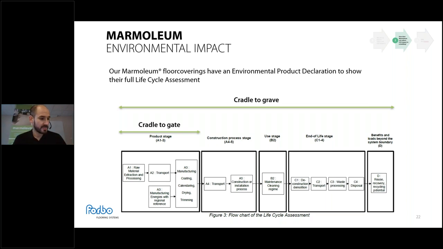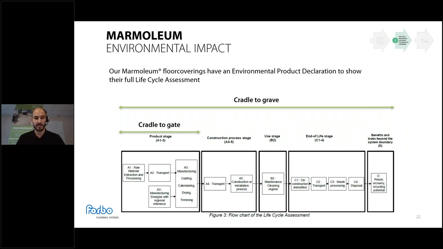Why I showed you this small video, so sorry if you didn't have the sound, is just to tell you that with an EPD you can find all information in the cradle to the grave. So the cradle to the grave, it's all product stage, construction, using, end of life, and benefits for the rest. Here we'll talk about the cradle to gate.